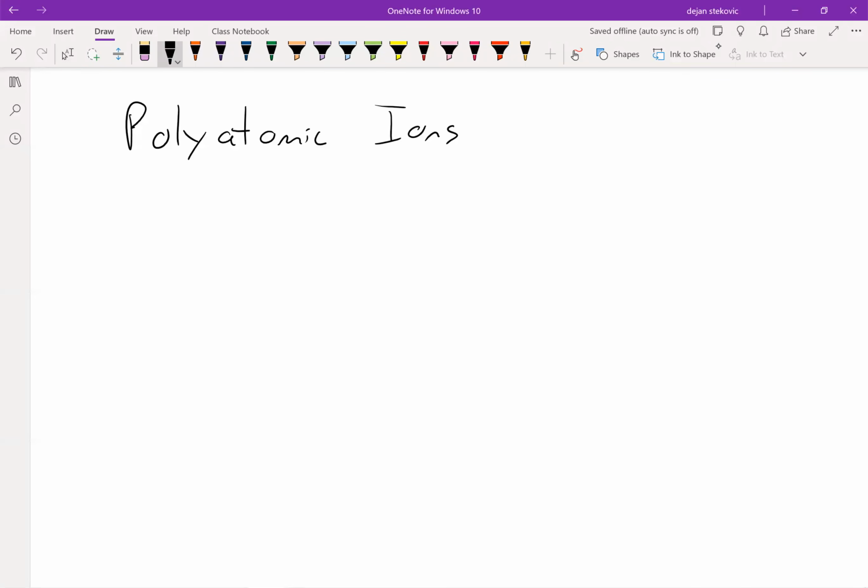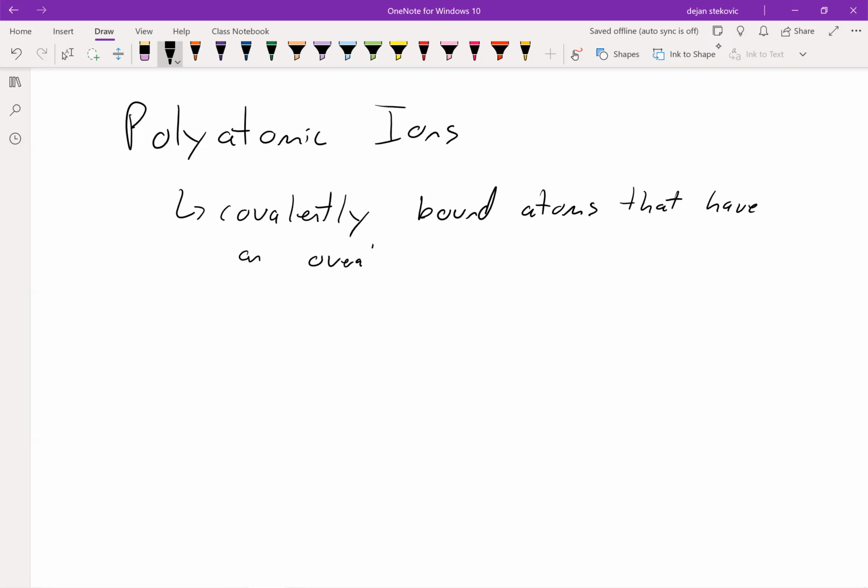All right, next up we have polyatomic ions. And so what we have here is covalently bonded, covalently bound atoms that have an overall charge. So kind of like an ion, it's got a charge, but it's polyatomic. So we've got more than one atom in this ion. And then this polyatomic ion can bond ionically to other things.